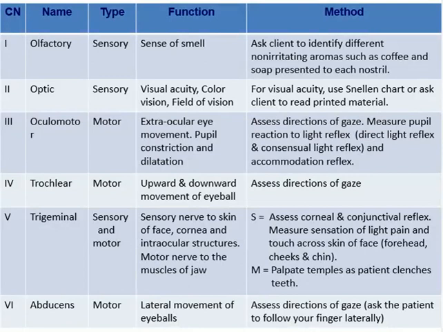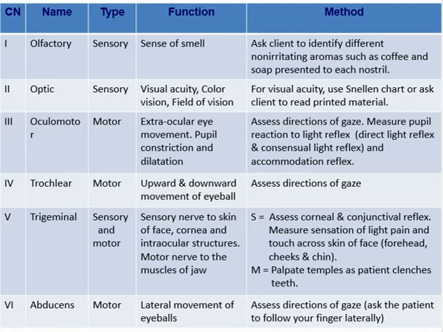There are 12 cranial nerves, and this table shows the cranial nerves with their name, type, function, and a quick method to assess them. First comes the olfactory nerve. It is sensory in type. It functions for the sense of smell. To assess this, ask the client to identify different non-irritating aromas such as coffee and soap presented to each nostril.